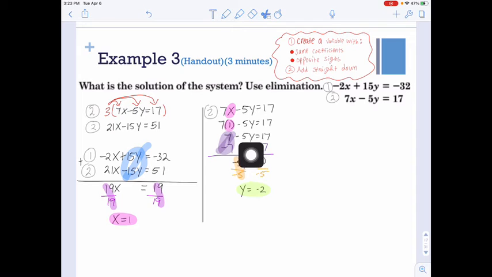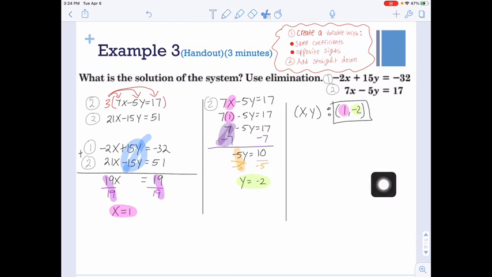We're trying to get y by itself, so we can subtract 7 on both sides. 7 minus 7 gives us a 0 pair. We're left with negative 5y on the left, and 17 minus 7 gives us 10. Now we have negative 5 times y. To undo multiplication, we're going to divide. So again, we're not adding to both sides. We're going to divide by negative 5. Negative 5 divided by negative 5 gives us 1, so we have 1y or just y. 10 divided by negative 5 is negative 2. Now we have an x and y value. Therefore, our final answer is the coordinate xy with the values 1, negative 2.